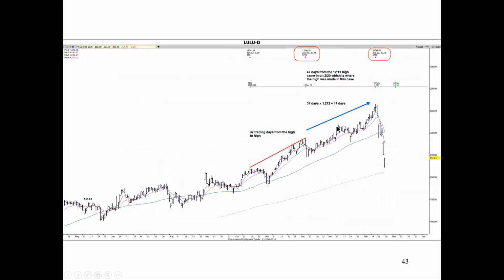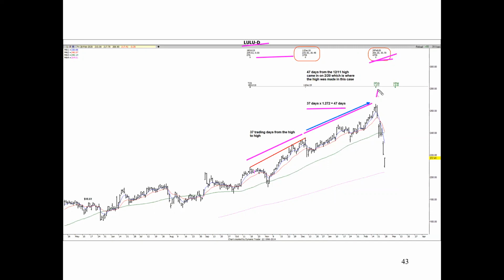All right, so here's an example of timing just one cycle on Lulu. This is a daily chart of Lulu. So in this case, for example, if I'm going to measure a prior high to high and then project forward, this high to high was 37 trading days. I wanted to multiply the 37 days by 1.272 to show you where this came in, because 37 days times 1.272 is 47. So then this high to high was 47 days.